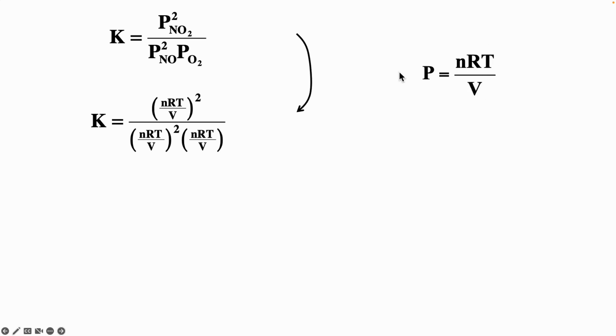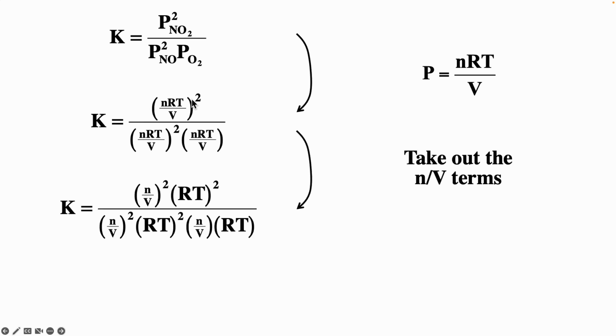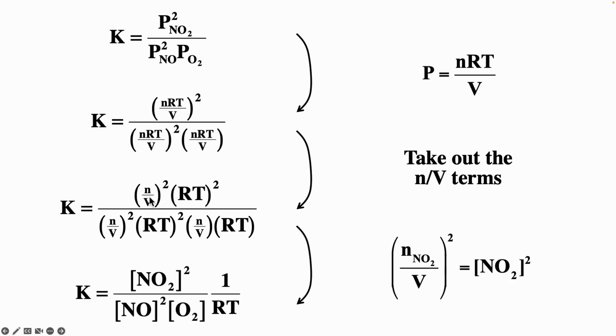So if you plug in this for our partial pressures, we get this. And then if we take the n over V's out, keep the RT's, and then we see, okay, n over V, n over V, n over V. Those are just concentrations, right? So n is moles, volume is liters, and our concentration is moles per liter. Now this RT squared cancels this RT squared, and we're left with 1 over RT.